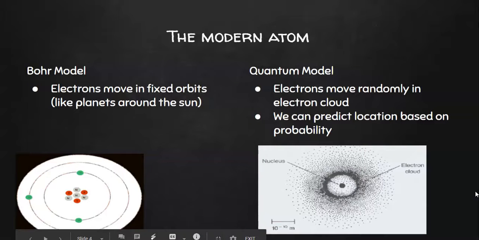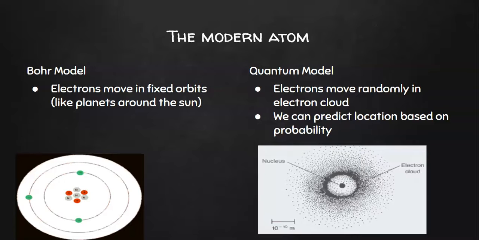So when we talk about the modern atom, when you were in middle school, you probably learned about the Bohr model, and maybe you even had to make a Bohr model. The idea of the Bohr model is that we have a nucleus with protons and neutrons, and then electrons are moving in fixed orbits, kind of like planets around the sun. Now, this isn't really accurate because we know that electrons don't move in these calm, peaceful little orbits, right? They actually move randomly and very quickly.